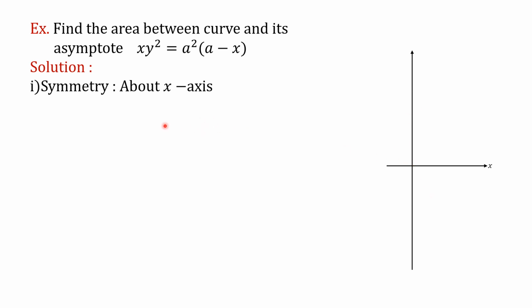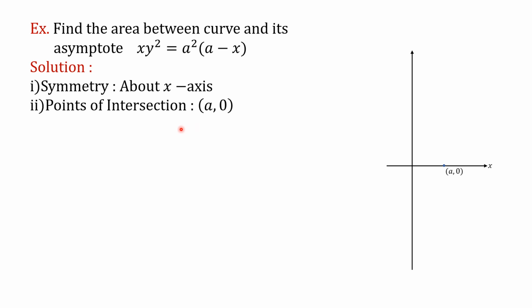Now next, we will try to obtain points of intersection. As this curve contains absolute constant, therefore it does not pass through origin. X-intercept: put y equal to 0 and get x-intercept which is (a, 0). So this is the point (a, 0) on the x-axis.